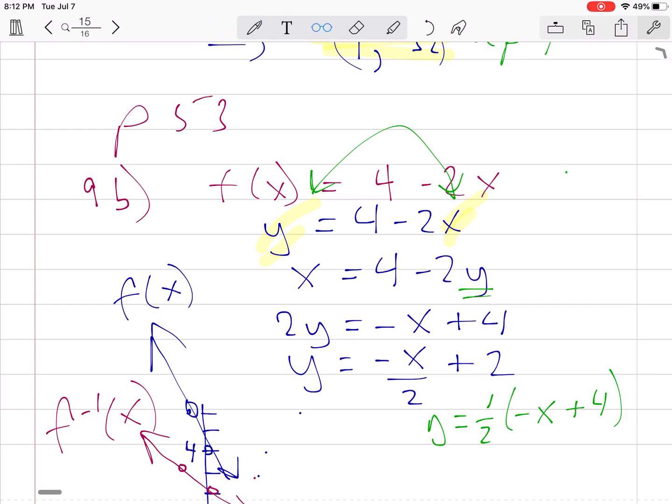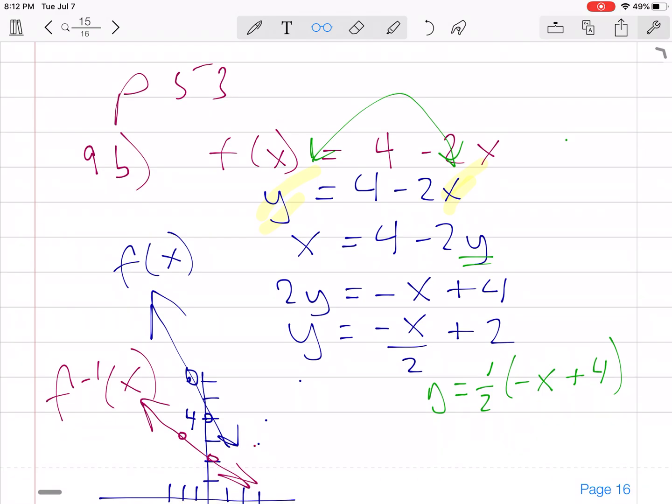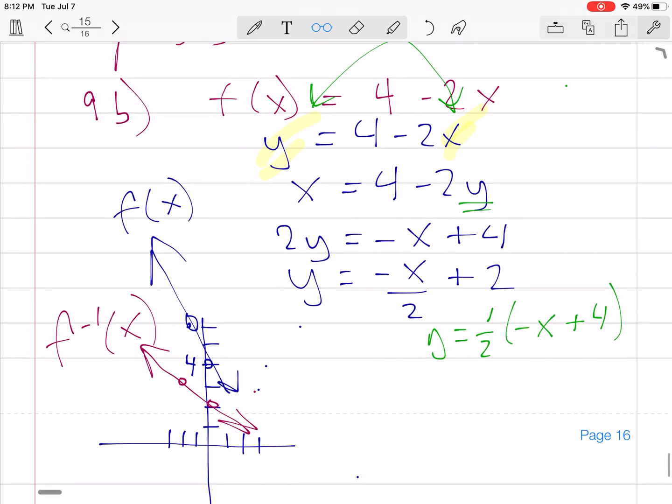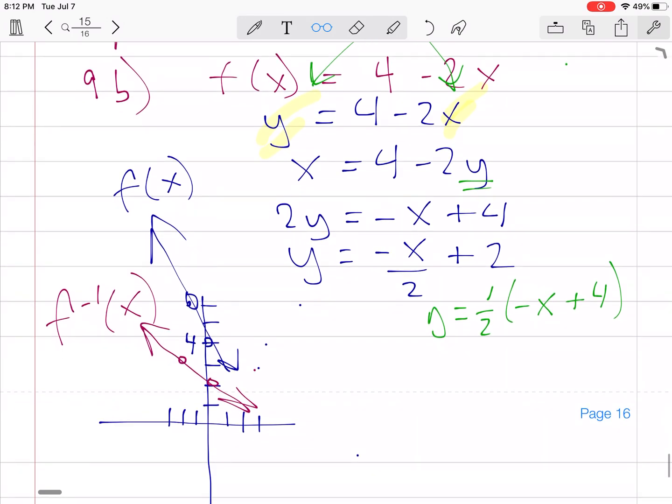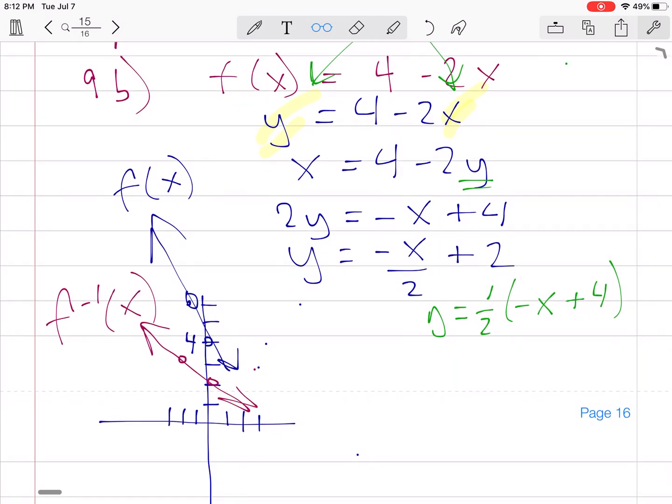And then you can graph both of these. They're both lines. The first one there, y equals 4 minus 2x: negative 2 would be your slope, 4 would be your y-intercept. And the next one, you've got your slope of negative 1/2, and your y-intercept is 2. So those would be your inverses.